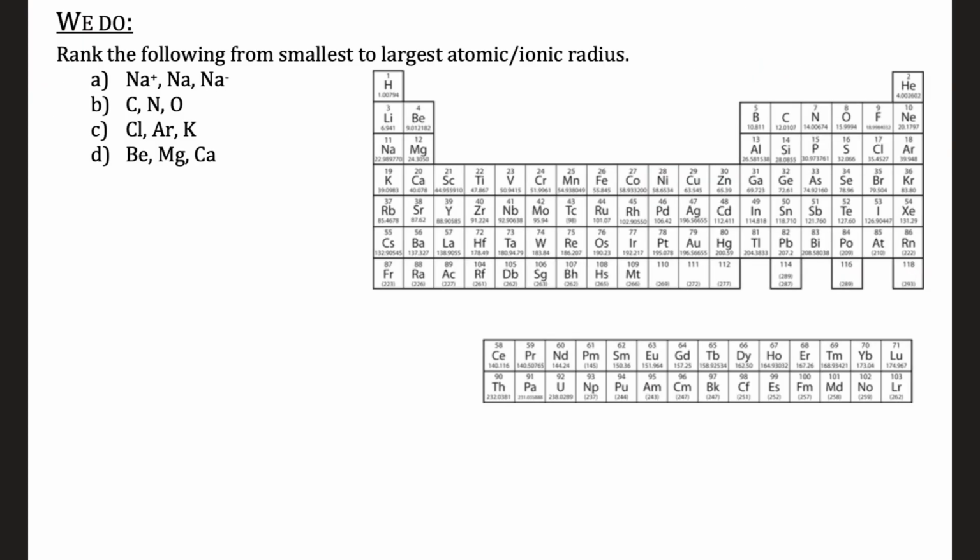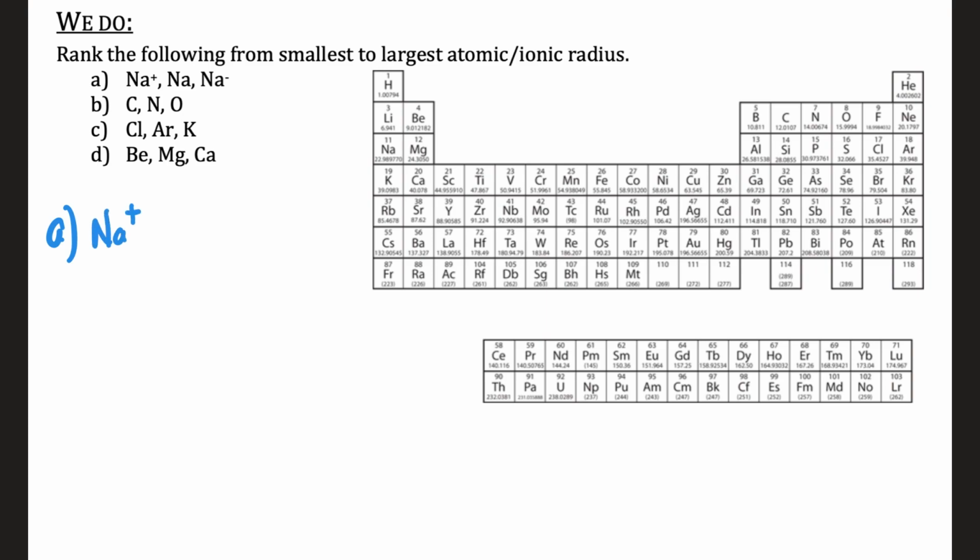All right, now before you start in on the IDWIDYD, I just wanted to go through the we do part with you so that you're prepared. So rank the following from smallest to largest atomic radius. So we've got a sodium cation, a sodium atom, and a sodium anion. Well, all three have the same number of protons. And we want to go from smallest to largest radius. Well, the smallest radius for A had better be the sodium ion.